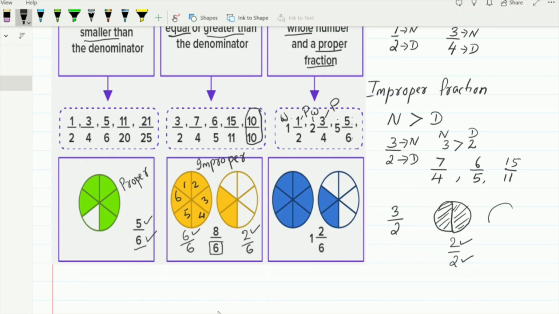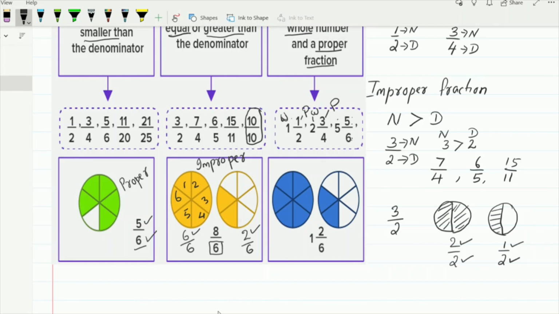Next, we draw one more figure the same way and divide it into 2 equal parts. After dividing it into 2 equal parts, we select only one part, that is 1 by 2. Total 2 parts are there, one part is selected, so 1 by 2. Now the numerators are 2 and 1. 2 plus 1 is 3, so 3 by 2.